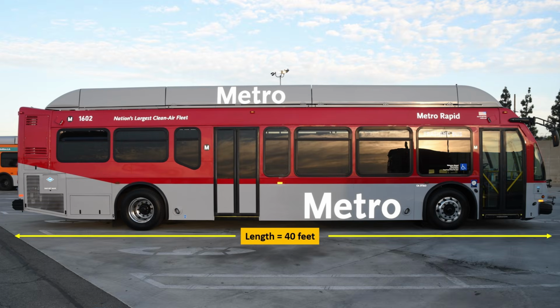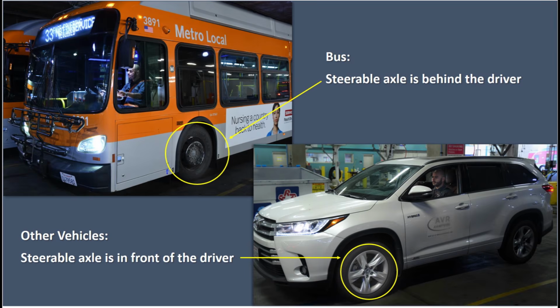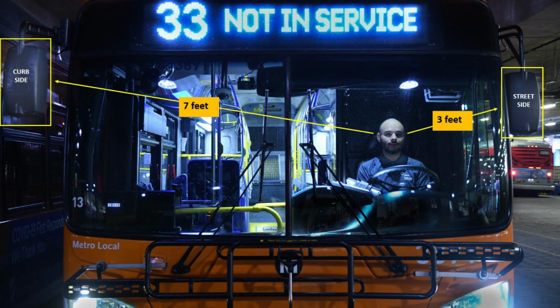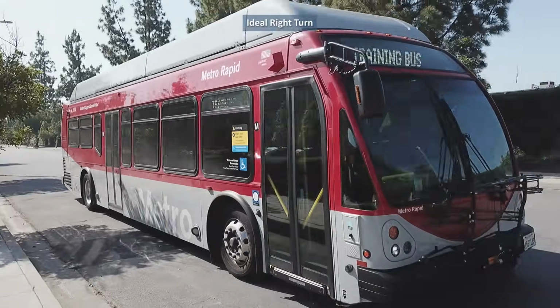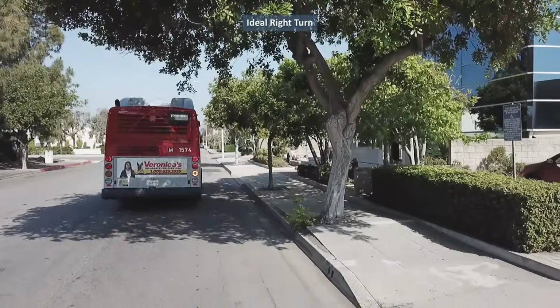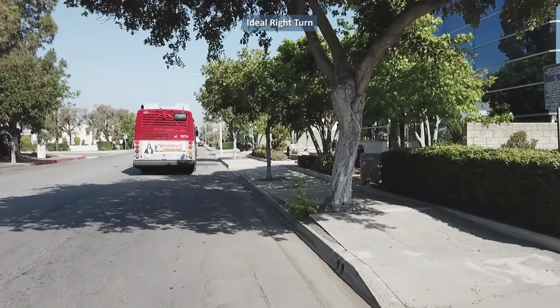Now that we've learned how to identify intersections, let's begin with an ideal right turn. Due to the length of the bus, the location of the front tires, and the position of the right side mirror, right turns are the most dangerous maneuvers to make. On approach to an intersection when making a right turn, activate the right turn signal approximately 100 feet before the intersection.